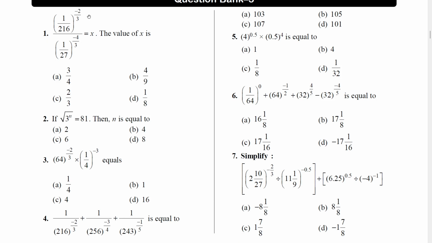The first question I want to solve, by the way, I explain in full detail how you need to think about the problem. So the first question, let me just write it down here on the board, then I have to switch the camera. So we have 1 over 216 to the power of minus 2/3, and then divided by 1 over 27 to the power of minus 4 over 3.